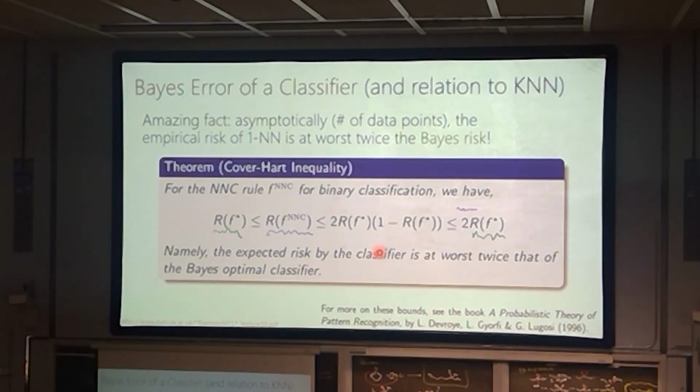But the other reason is that this is one of the main theoretical results for k-nearest neighbors: asymptotically in the number of data points, which is not always super useful, the empirical risk of one nearest neighbor is at worst twice the Bayes risk. The Bayes risk is the optimal thing to do, and you're at worst twice that. That's a pretty strong theoretical guarantee. There are also less intuitive results for KNN beyond one nearest neighbor, and if you're interested, you can take a look at this book.